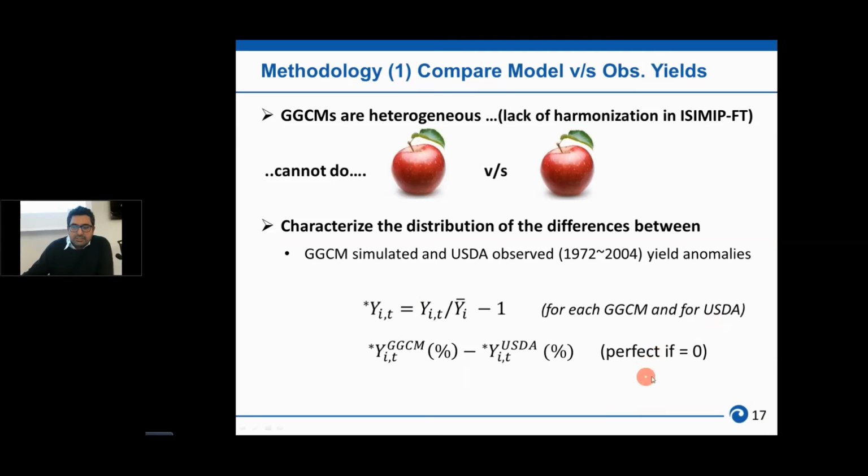We then look at the difference in these yield anomalies, and then we examine the distribution. So ideally, the perfect score for a perfect model would be 0. So if this difference is 0, the crop model is doing excellent in simulating historical yields.